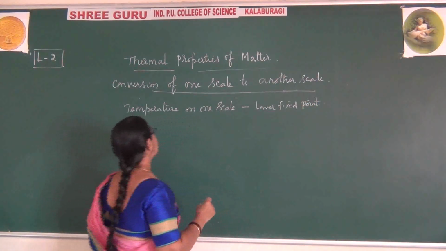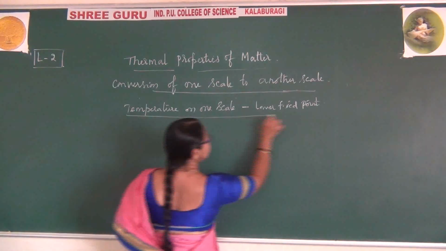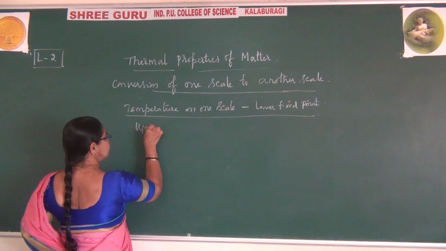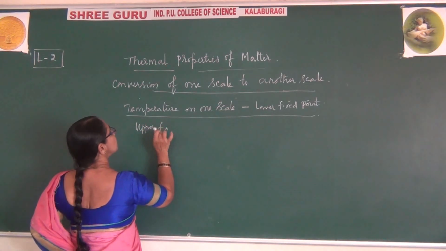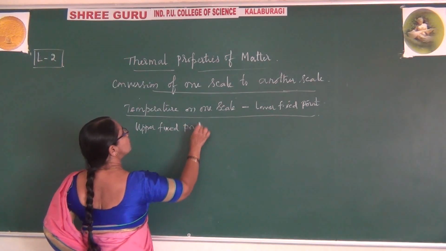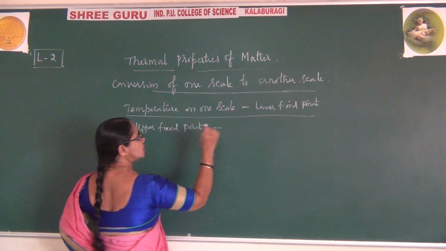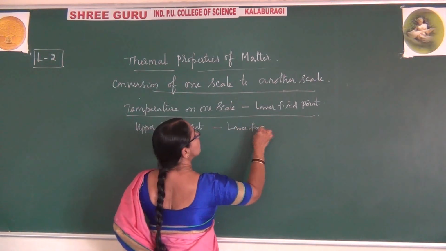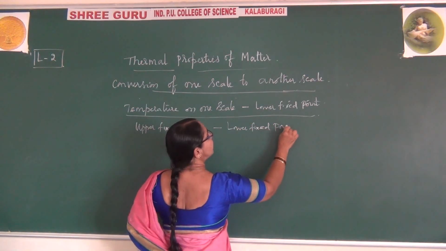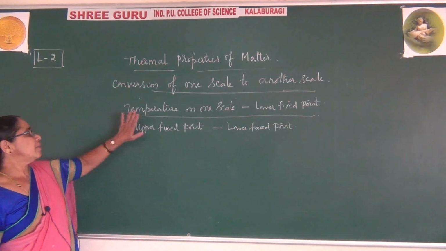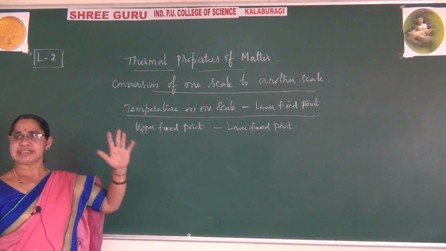Right? Whole divided by upper fixed point minus lower fixed point. So please observe. I have given this standard formula for any scale, you can use it.